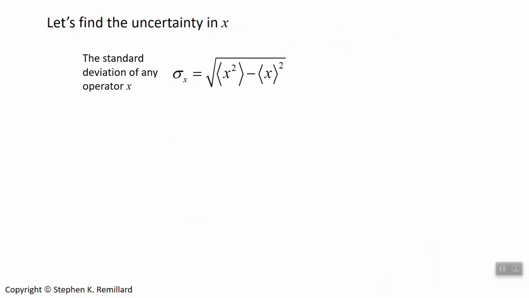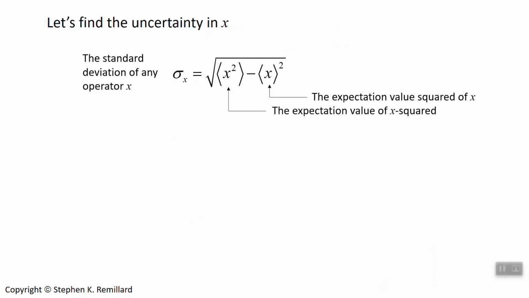So the uncertainty of an observable, like position or momentum, is the standard deviation of that observable within the wave function. So we can find the variance and take the square root to have the standard deviation. Standard deviation is the square root of the expectation value of the observable squared minus the expectation value squared of the observable. We need to find each of those quantities.